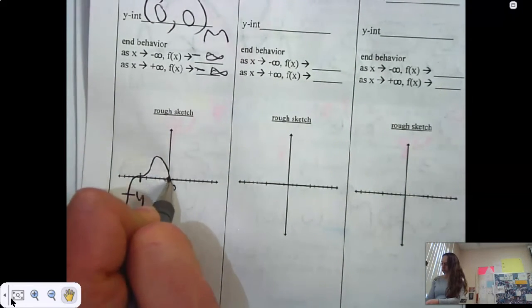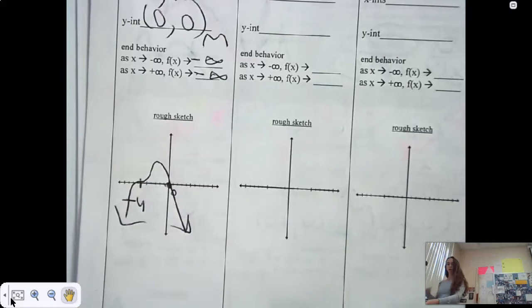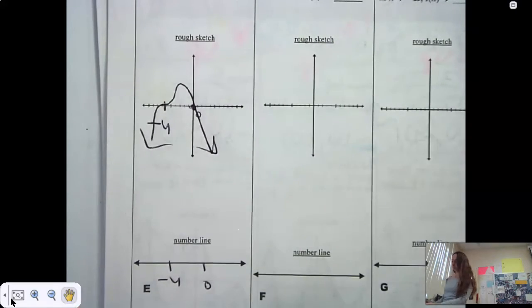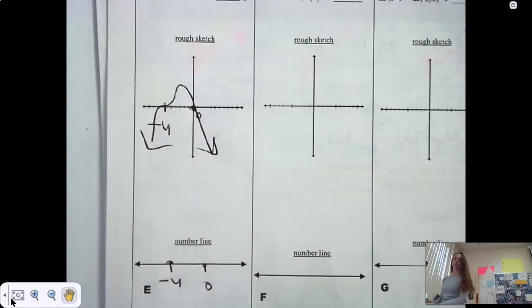Don't worry about that one as much. Okay, I just want you to kind of get ideas of it. And then we go here, negative 4 and 0. Okay, let's not worry about it right now. Let's just get the basic idea.